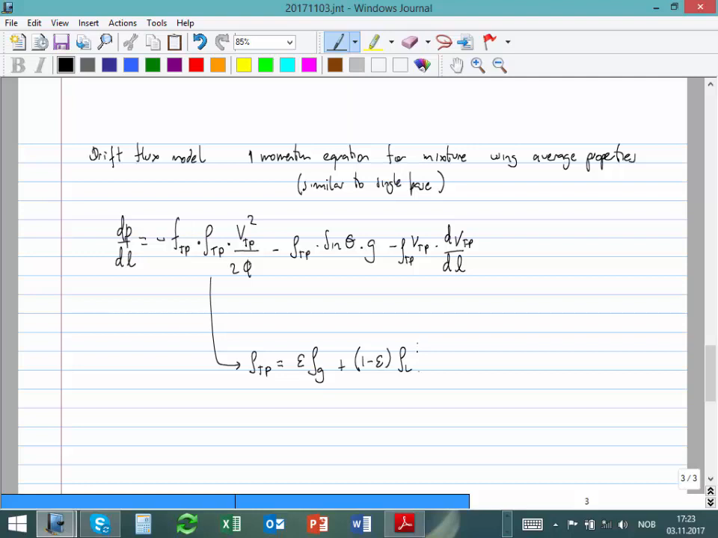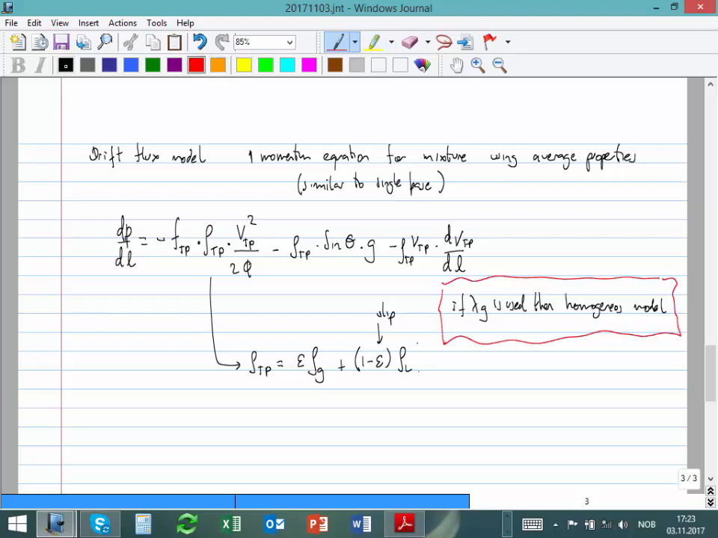Okay, and this one will be the slip. If you use the slip here, then you will have a homogeneous model. If non-slip, lambda g, remember, is used, then this is called the homogeneous model, because you are assuming that both phases travel at the same speed. Then it is the homogeneous model. Okay, keep that in mind.